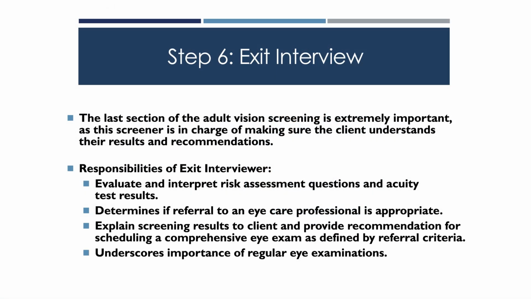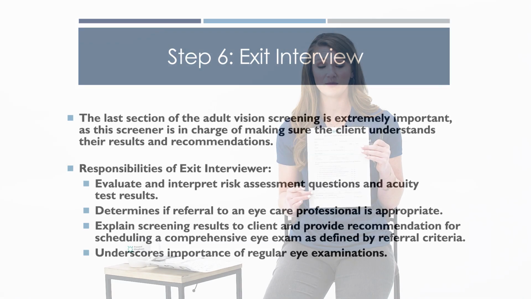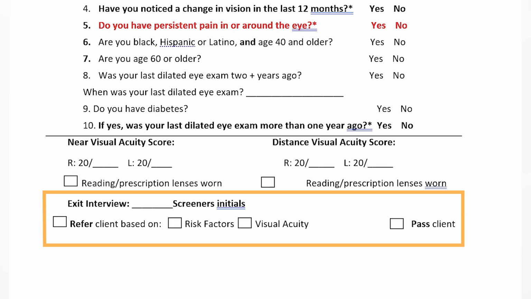After going over the risk factors and their acuity scores, if done that day, you are then going to go down into this section here. This is the exit interview section of the registration form. You're simply going to check if the adult is a referral based off of risk factors, which is the risk assessment, or based off of visual acuity, or both. You can check the box pass for a client if they pass the vision screening.